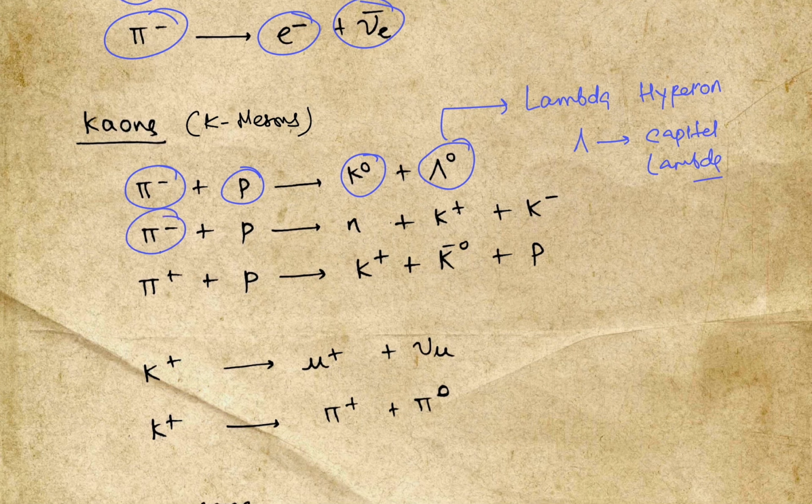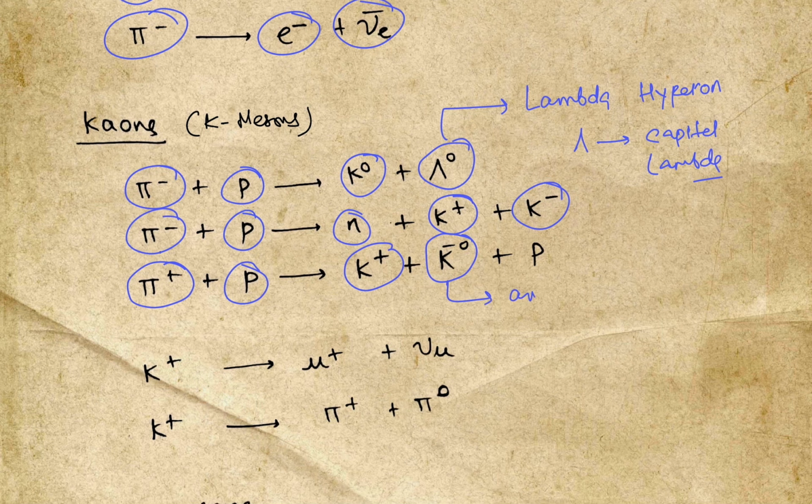Now take pi minus and add a proton to it, obviously with a requirement of sufficient energy. Then you will find a neutron and K plus and K minus. These are kaons, but with positive and negative charges. Similarly, you take pi plus and proton, then we'll have K plus and K0 bar, the antiparticle of K0, and then a proton again. Bar represents antiparticle generally.